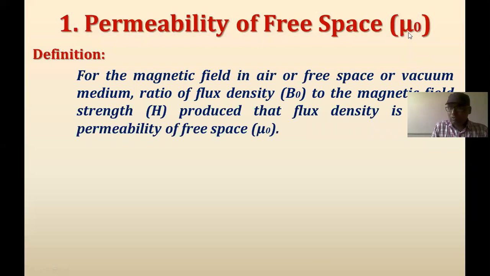It can be represented with mu zero. It means that the medium is either free space or air or vacuum. So the definition starts with: for the magnetic field in air or free space or vacuum, the ratio of the flux density to the magnetic field strength that produced that flux density is called permeability.